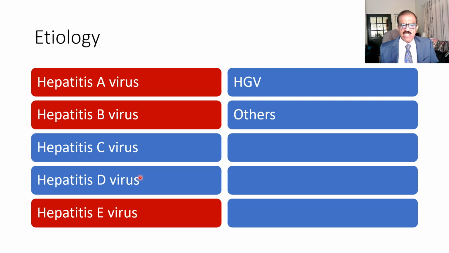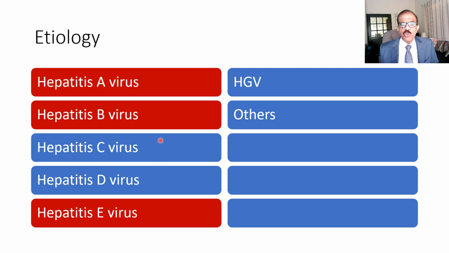This hepatitis D virus is not a complete virus, and it usually will cause acute hepatitis only if somebody is already infected with hepatitis B virus. Somebody has this hepatitis B surface antigen circulating in the body already, and only then hepatitis D can cause infection.